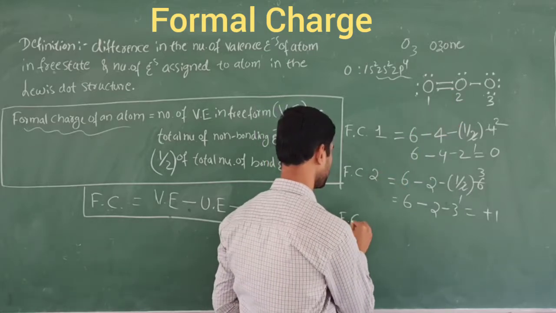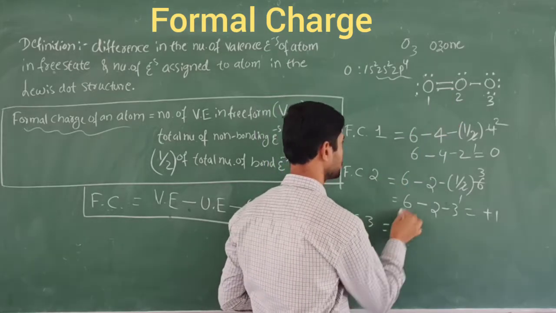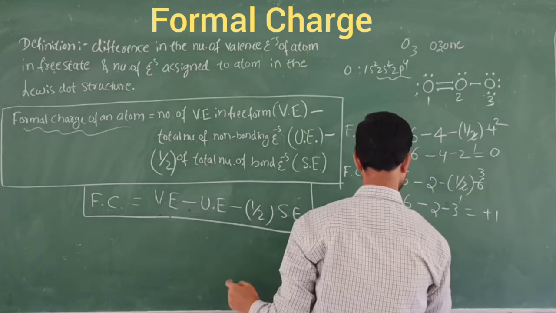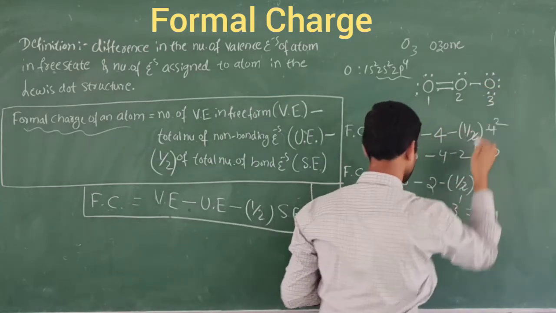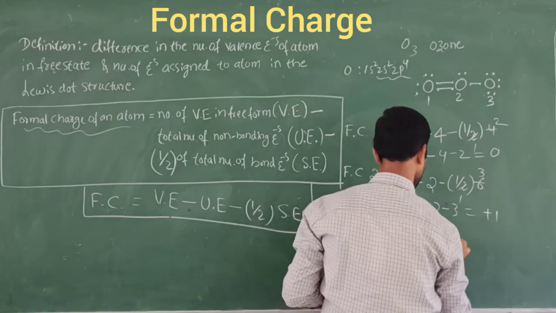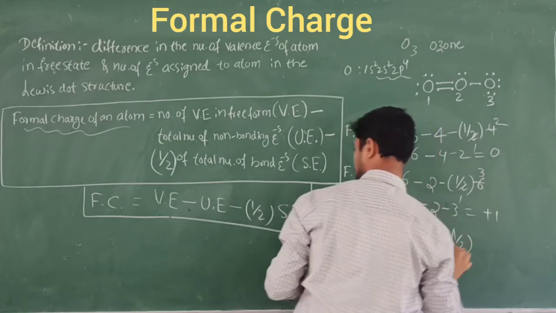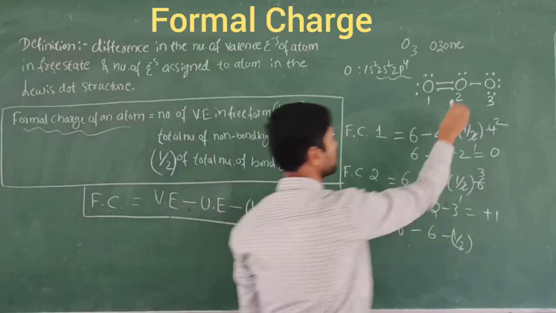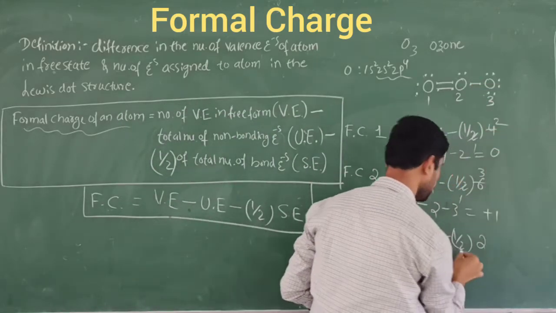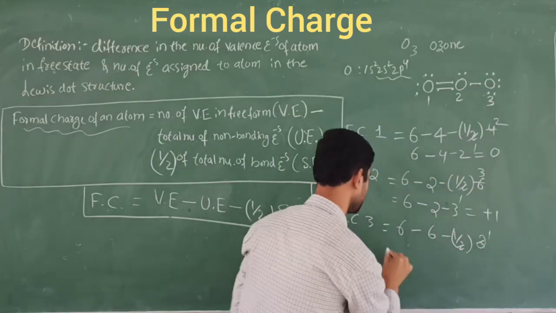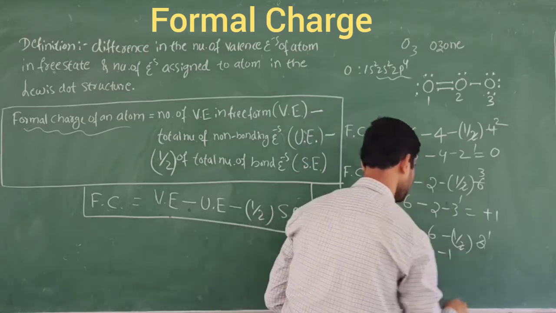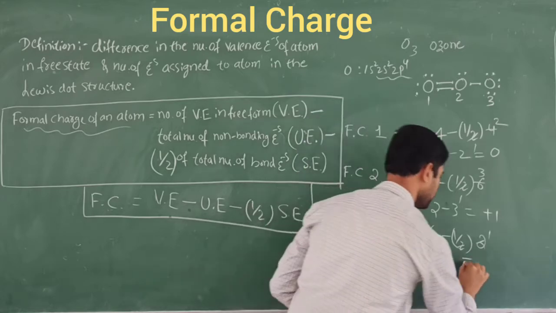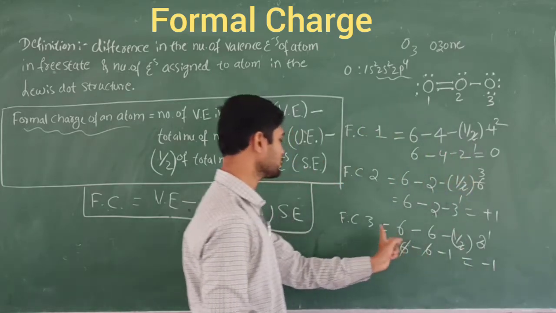Similarly, for the formal charge of the third oxygen atom, the valence electrons are 6, minus unshared electrons. Here 2, 4, 6, so 6 unshared electrons, minus half of the shared electrons. How many? Only 2, so that is 1. That is 6 minus 6 minus 1. So this is cancelled. Remaining will be minus 1 charge for this third oxygen atom.